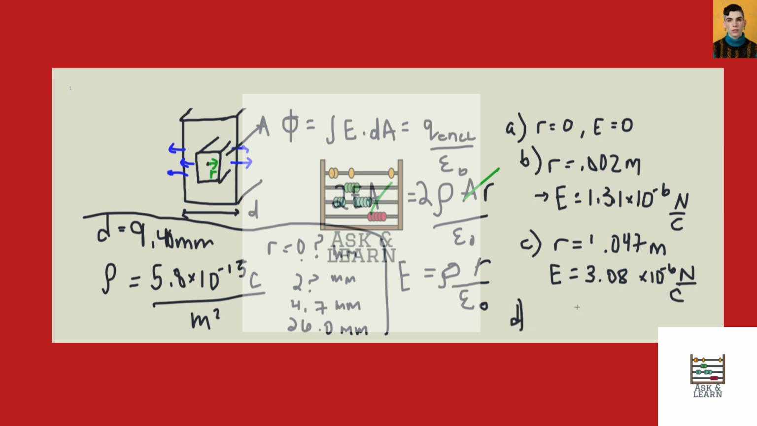And then for D, you're totally outside again, but you're not enclosing any more charge. So this R goes to D, and the answer stays the same. So that's the same as C. Just going to double check one thing. Yeah, so that's how it goes.